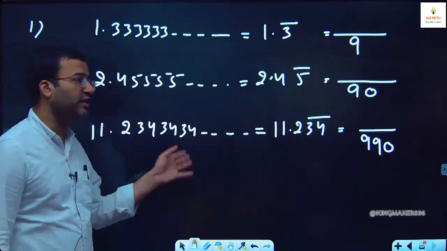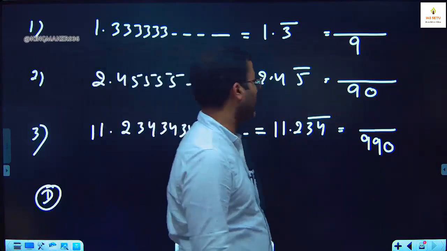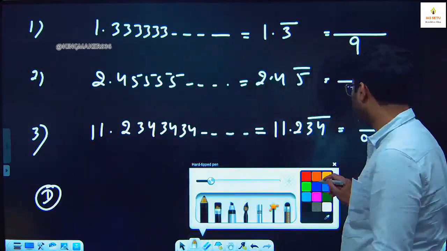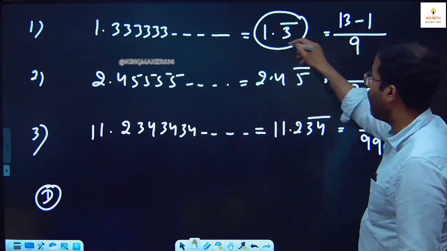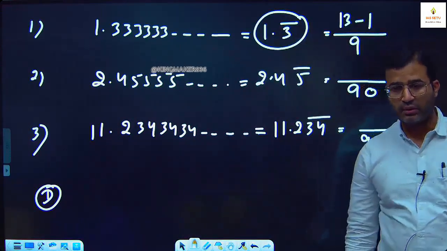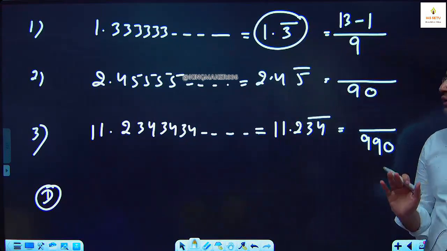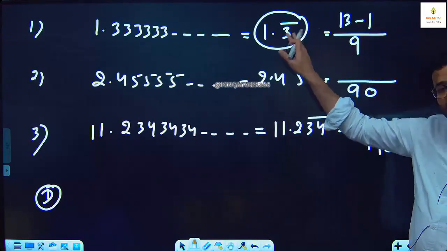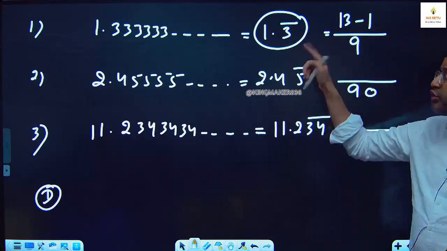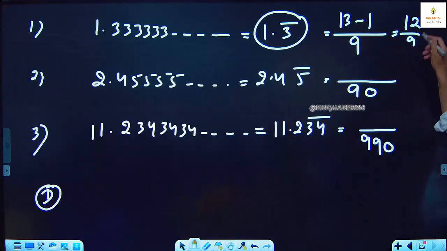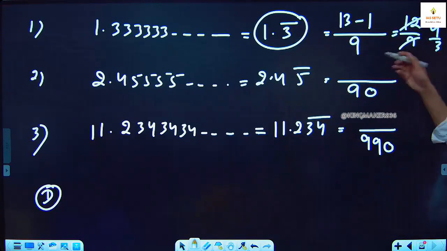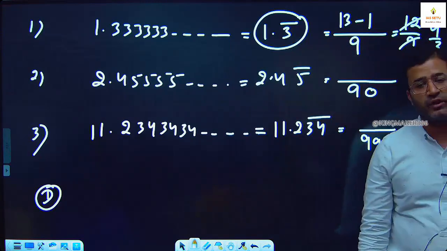Numerator: total number minus non-recurring part. So what is our numerator here? This is 13 minus 1. Remove the decimal, the decimal has nothing to do with the numerator. What is the total number? 1 and 3. And what does not repeat is 1, so 13 minus 1, it is 12 by 9. So 4 by 3, you can check what is 4 by 3, 1.33.